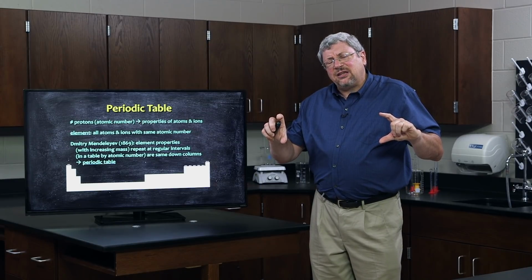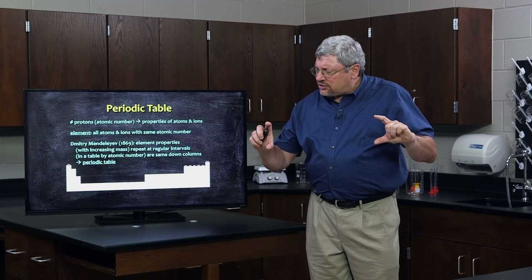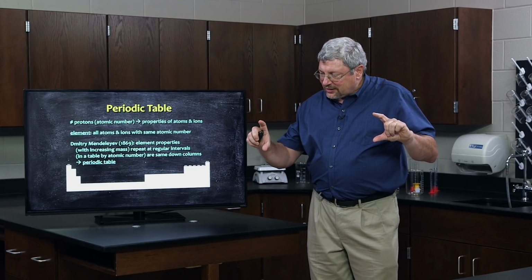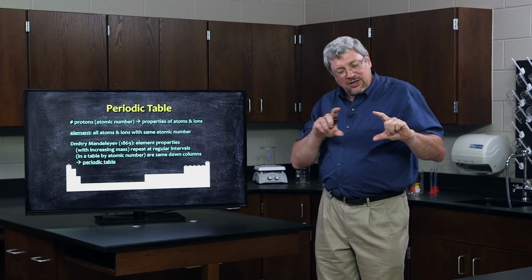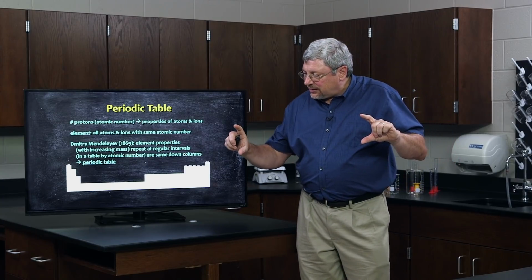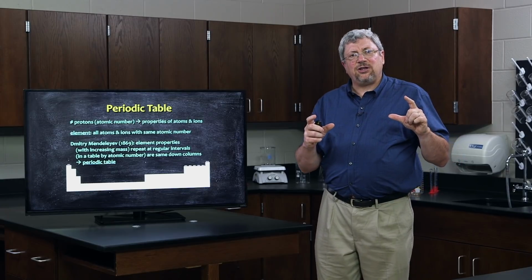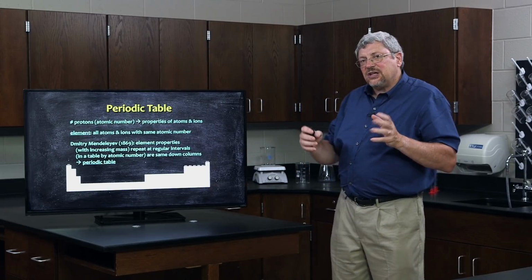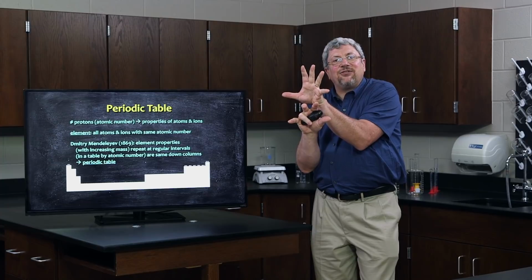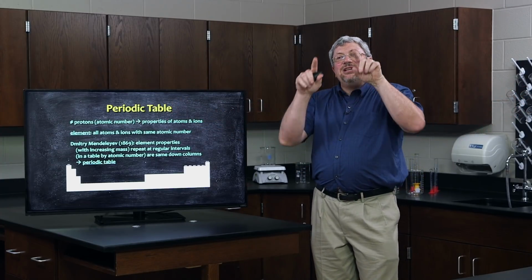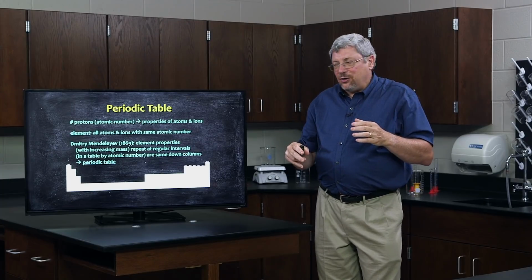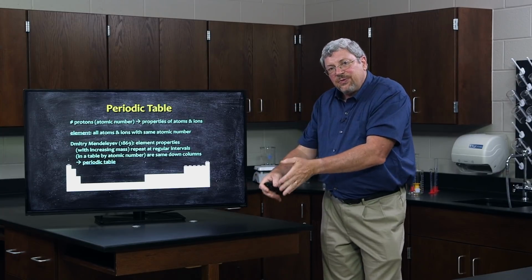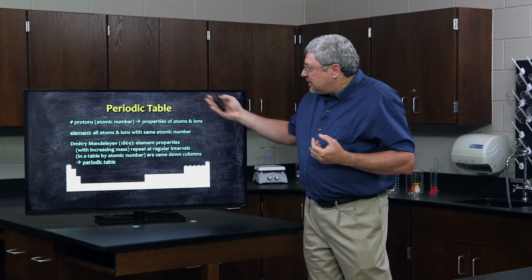And then every 8th element, the element changed back to the same properties as the first element. So the 9th element in a series had the same properties as the first, and the 10th element had the same properties as the second. Very curious. There was a periodic repeat of characteristics in such a way that if he arranged the atoms in a different way than just lining them all up, if he put them in a table of columns and rows, where he put the atoms of the same characteristics in vertical columns, he ended up with what is called the periodic table.